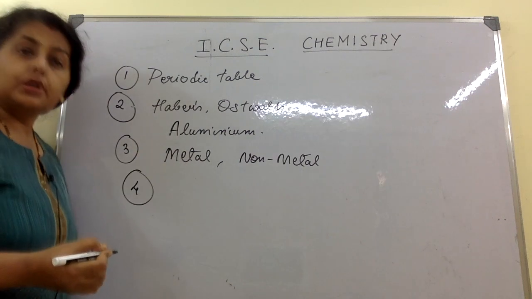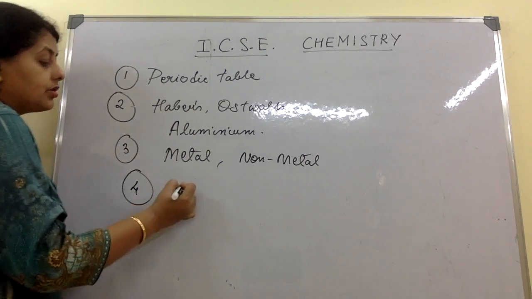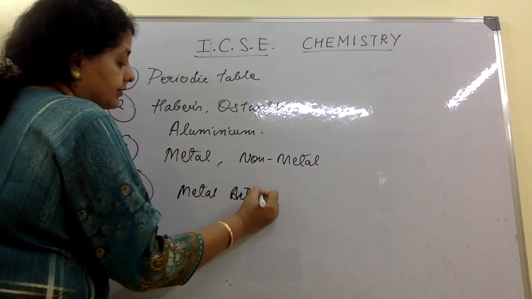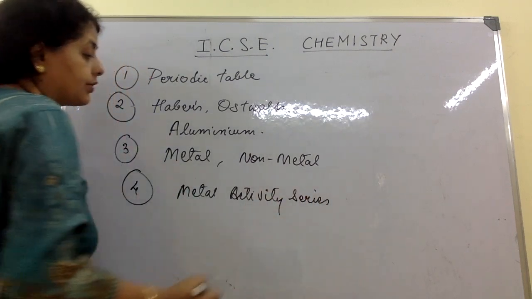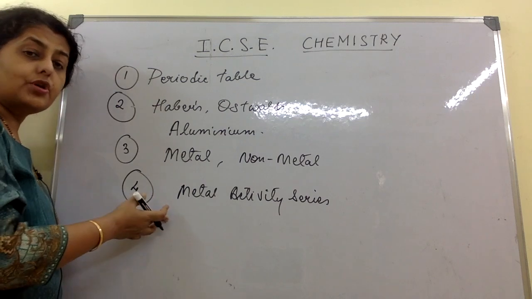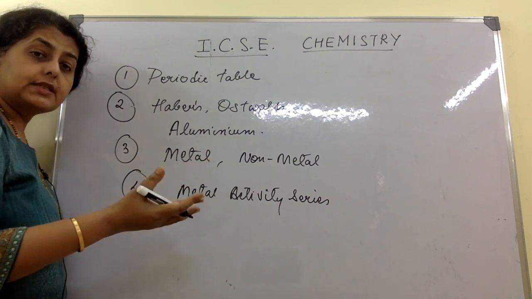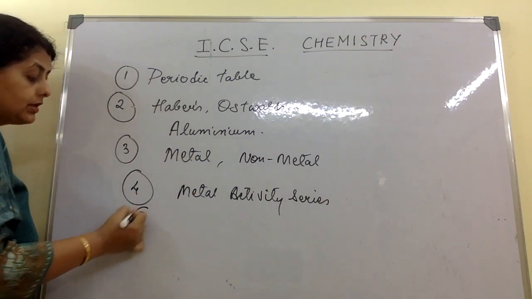You must know your metal activity series. It is important. You must know this, it is important even for your metallurgy, and you should also know the electrochemical series. That is important in the electrolysis chapter.